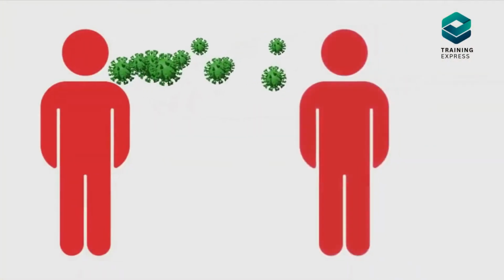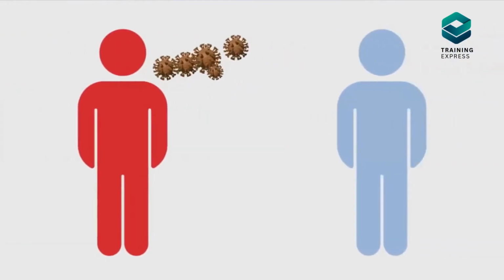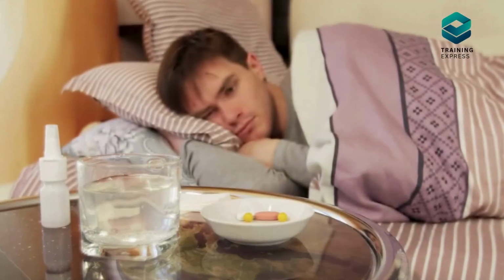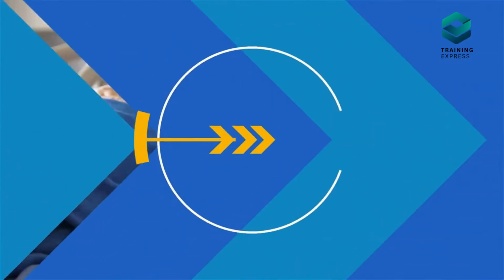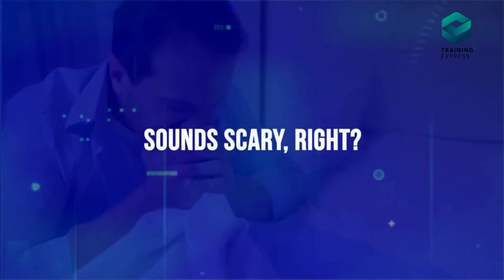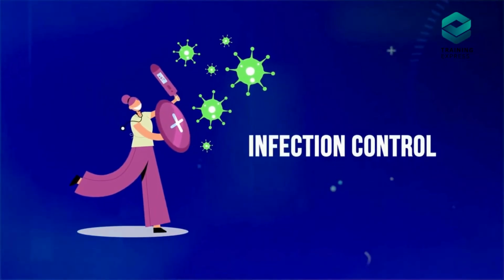The uncontrolled spread of an infection in a facility or localized area can affect the health of many people in a relatively short space of time. Serious forms of infection can lead to people becoming ill and cause fatalities in some cases. Sounds scary, right? Don't worry, because this is where infection control comes to the rescue.